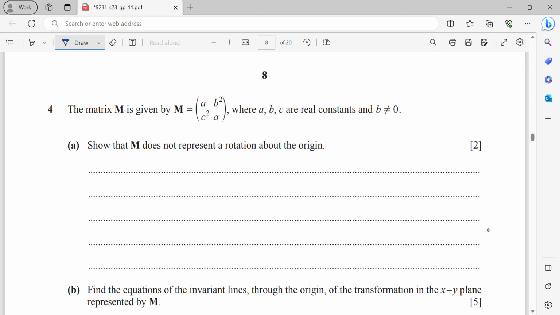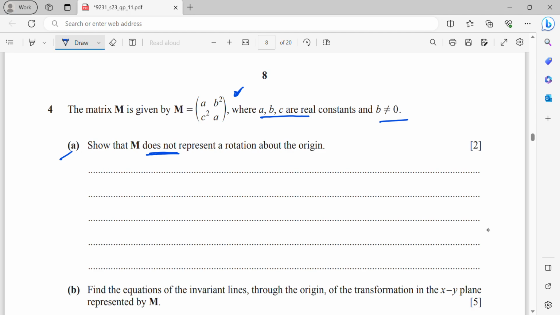Okay, now question number 4. The matrix M is given by this 2 by 2 matrix, where A, B, C are real constants and B is not equal to 0. A, show that M does not represent a rotation about origin.